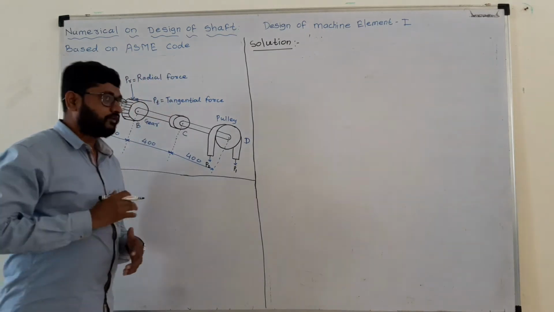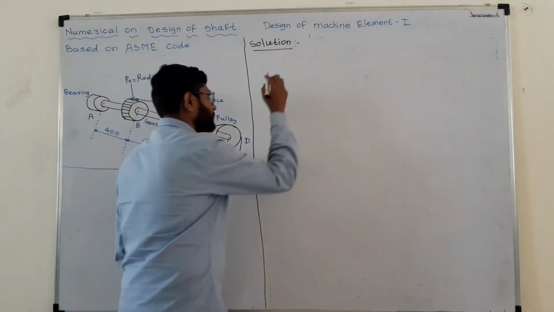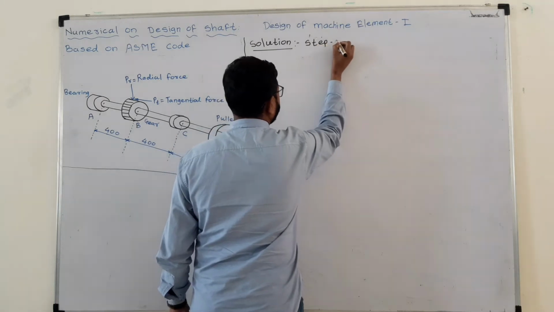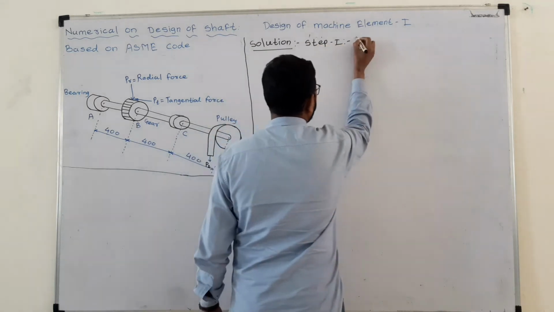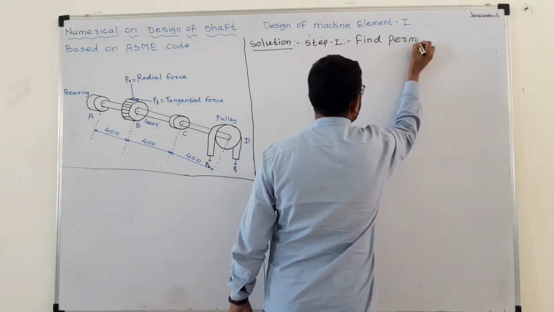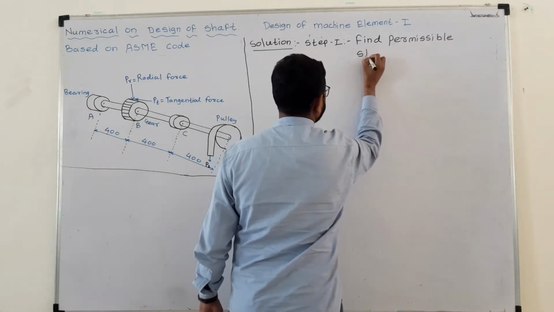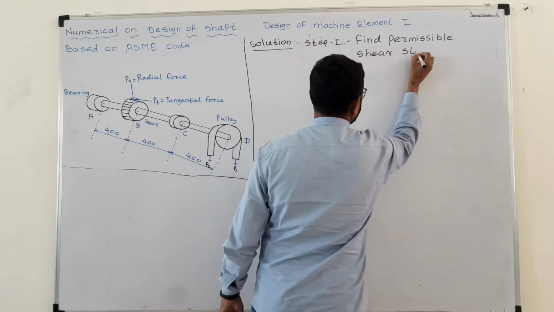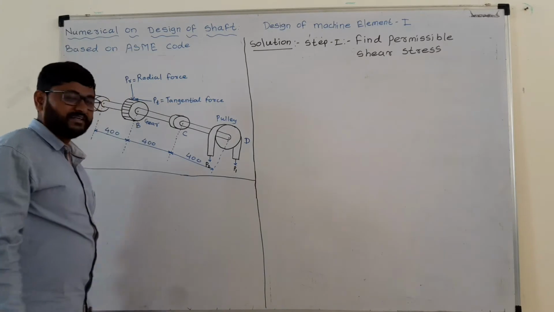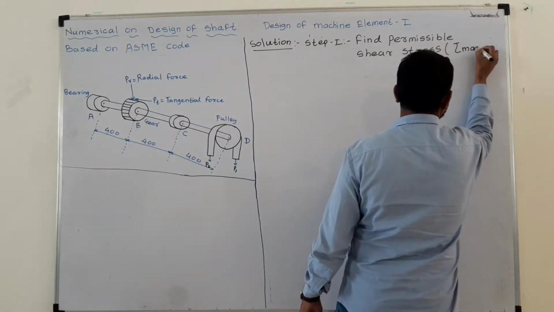So guys, first step is to find the permissible shear stress. Step first: find permissible shear stress, that is tau max.